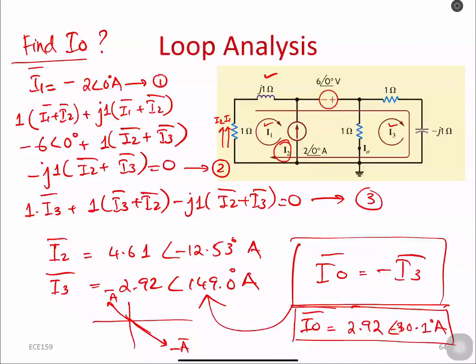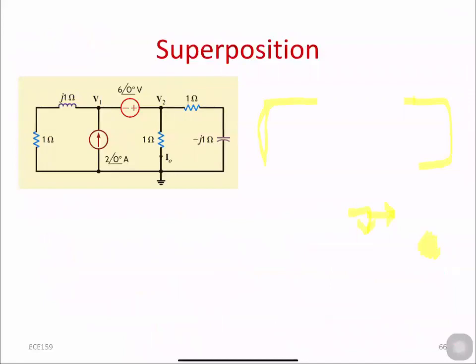All right, so let's move forward and solve using superposition. If you remember what superposition was when we studied DC analysis, what you need to do is find whatever is asked for. For example, in this case, you need to find I naught. In superposition, you have to keep only one source at a time. So this is the rule: keep only one source and remove the other sources.